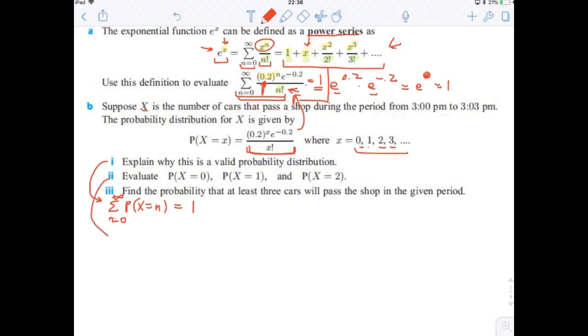So evaluate P, probability of x equals 0, probability of x equals 1, and probability of x equals 2. Okay, so let's try that. The probability of x equals 0 is equal to 0.2 to the 0 power, so that's 1, times e to the negative 0.2, over 0 factorial. So that is equal to e to the negative 0.2. Okay, and what about the probability of x equal to 1?